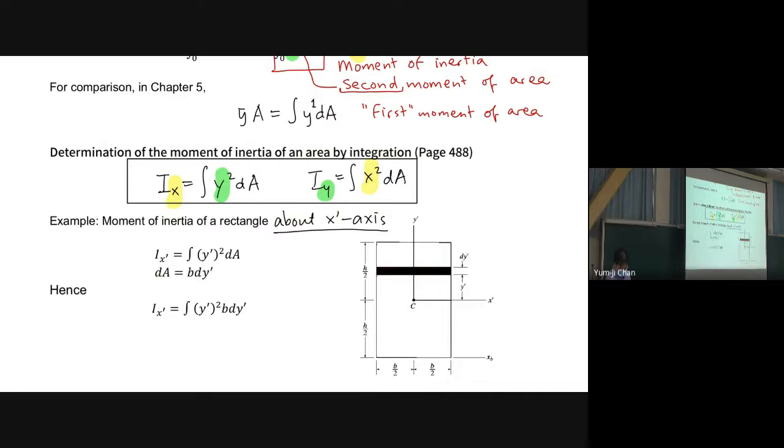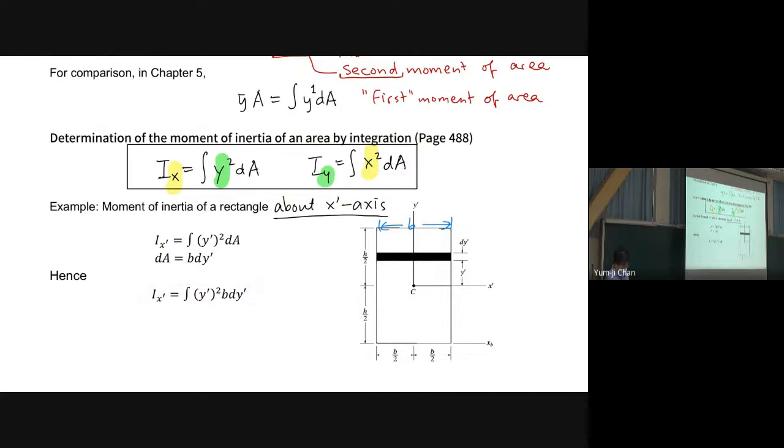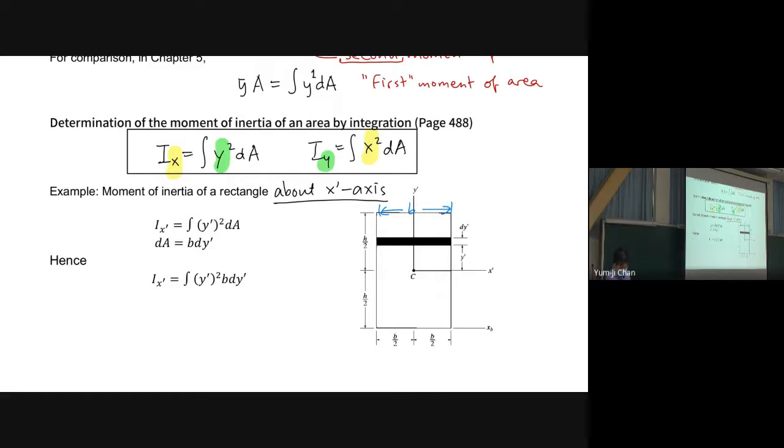dA is equal to b times dy prime here. Therefore, Ix is equal to this one. Before we go forward, this should be a definite integral, because we have dy prime here and y prime squared here.